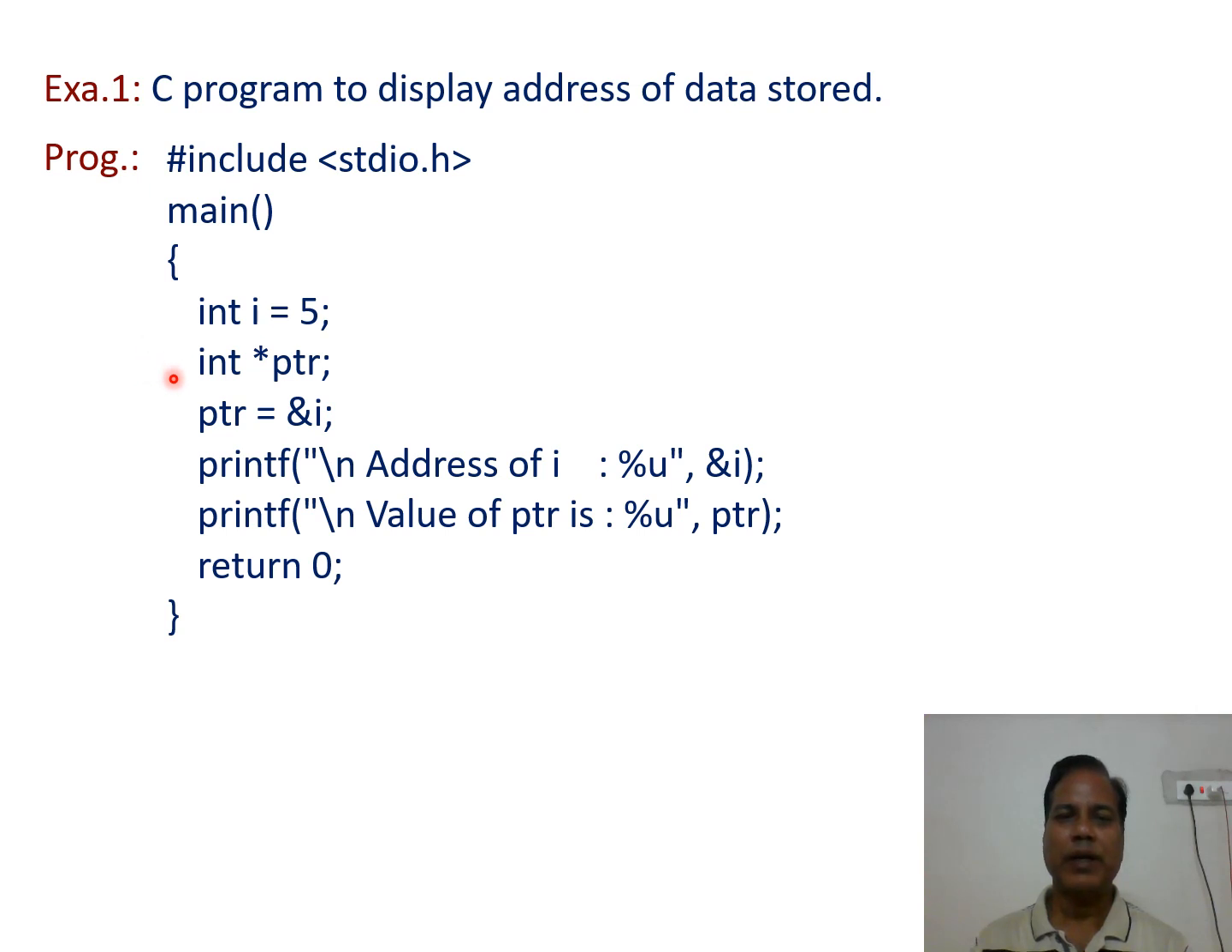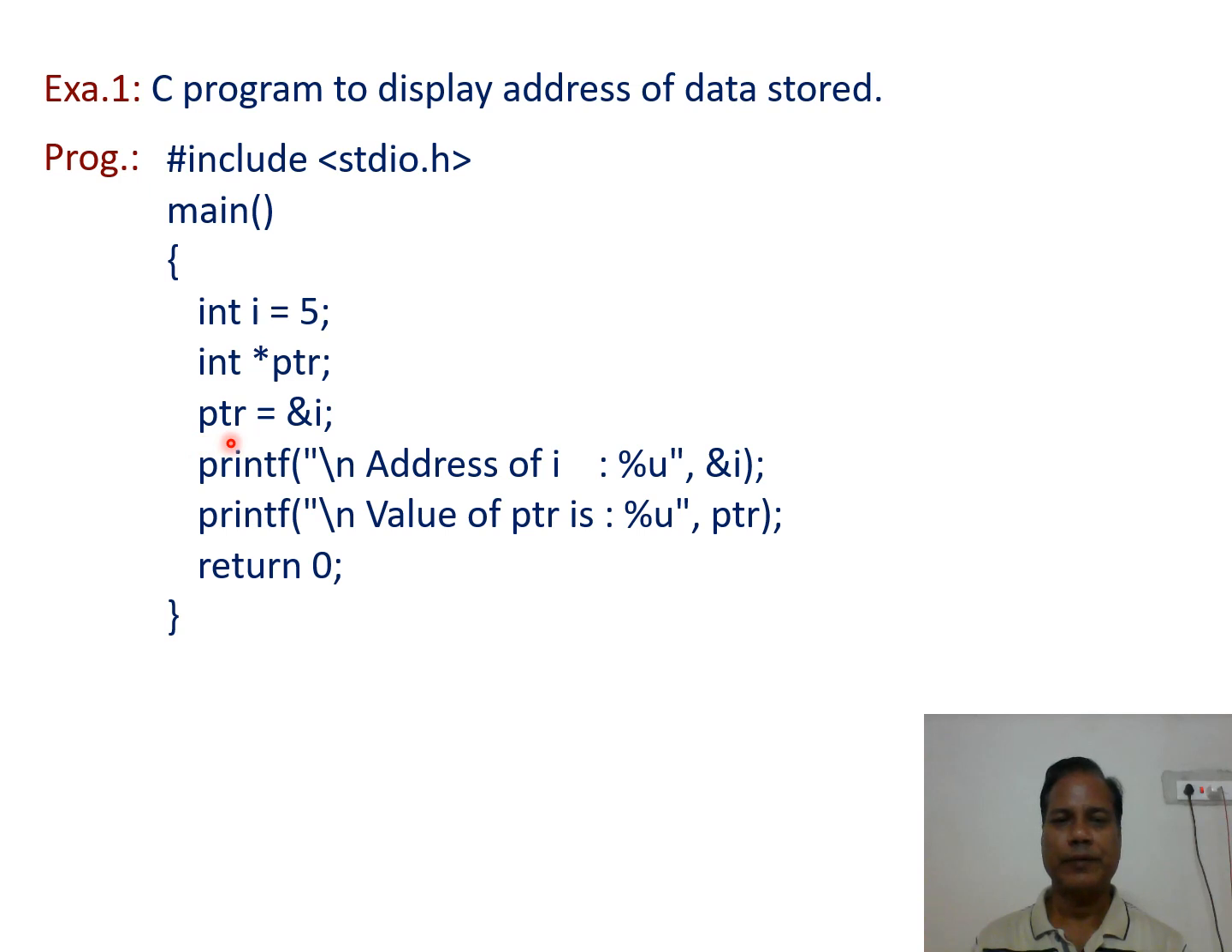Second statement, int *ptr;. This statement declares a pointer variable. The presence of the asterisk indicates that this is a pointer variable that stores the address corresponding to the variable that stores the integer value. So here we are declaring an integer pointer variable.